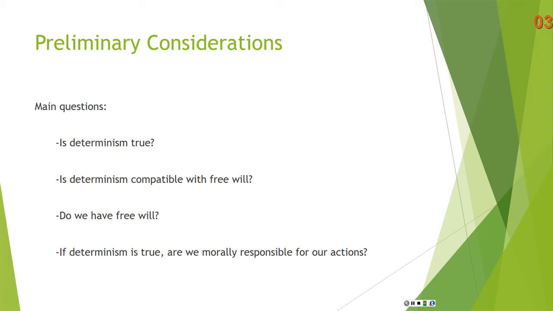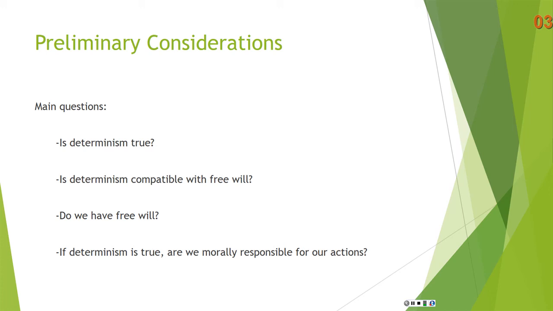Is determinism compatible with free will? Even if all of your actions are determined by factors outside of your control, maybe you're still free in your actions. How does that make sense? Well, we'll investigate that when we look at the view called compatibilism. Do we have free will? This is a question with real import because it asks not just hypothetically, but for us, whether we do make free choices. And finally, if determinism is true, are we morally responsible for our actions?